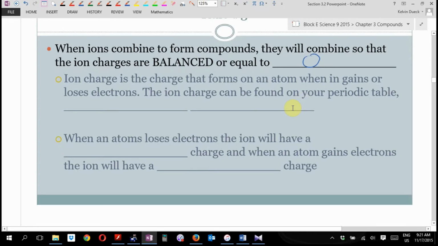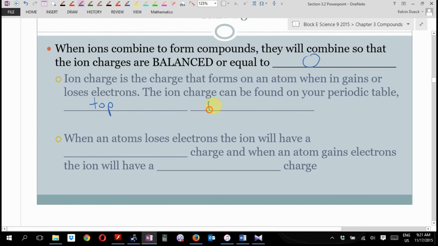The ion charge is the charge that forms on an atom when it gains or loses electrons. The ion charges can be found on your periodic table. Where can you find the ion charge on the periodic table?